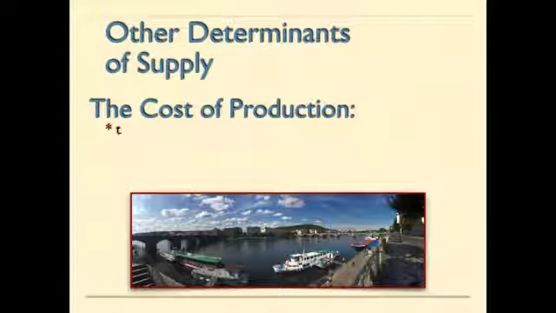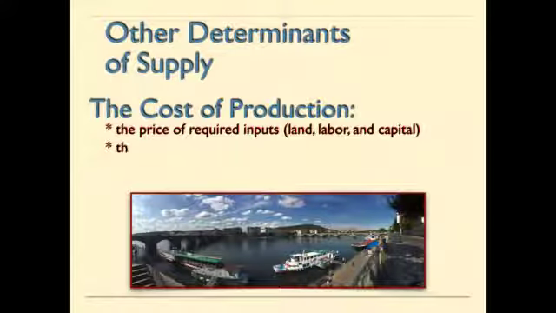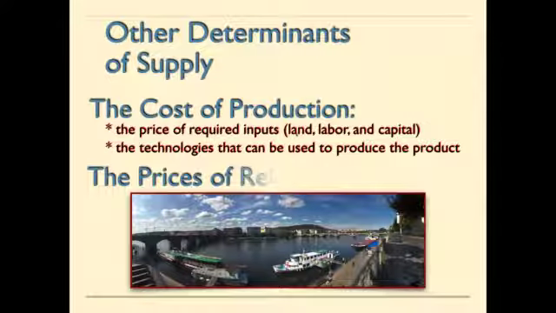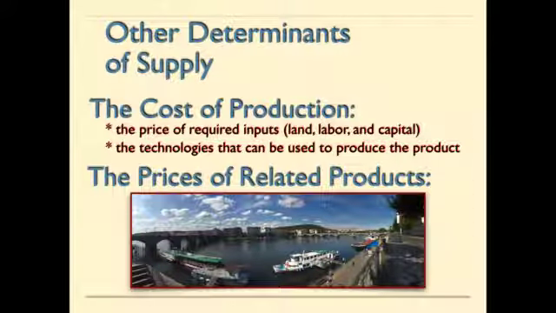There are other determinants of supply outside of the price of that particular product. The price of required inputs: land, labor, and capital. So if the price of required inputs changes, the price of land, labor, or capital, that is going to cause the supply curve to shift. It's going to either increase or decrease.